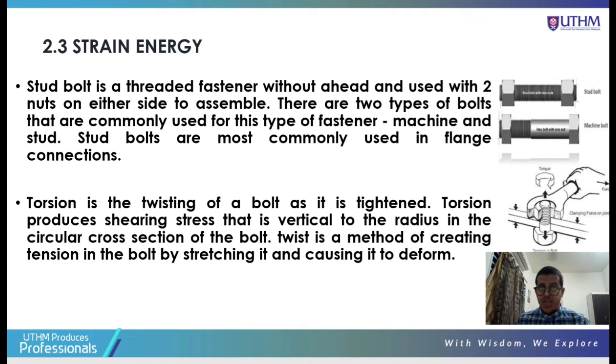Torsion is the twisting of a bolt. As it is tightened, torsion produces shearing stress that is perpendicular to the radius in the circular cross-section of the bolt. The twisting is a method of creating torsion in the bolt by stretching it and causing it to deform. And thank you.